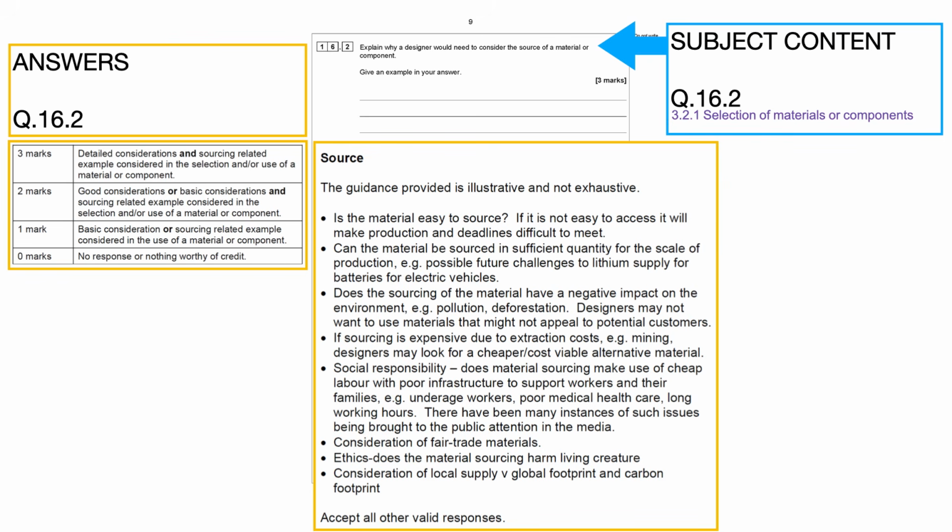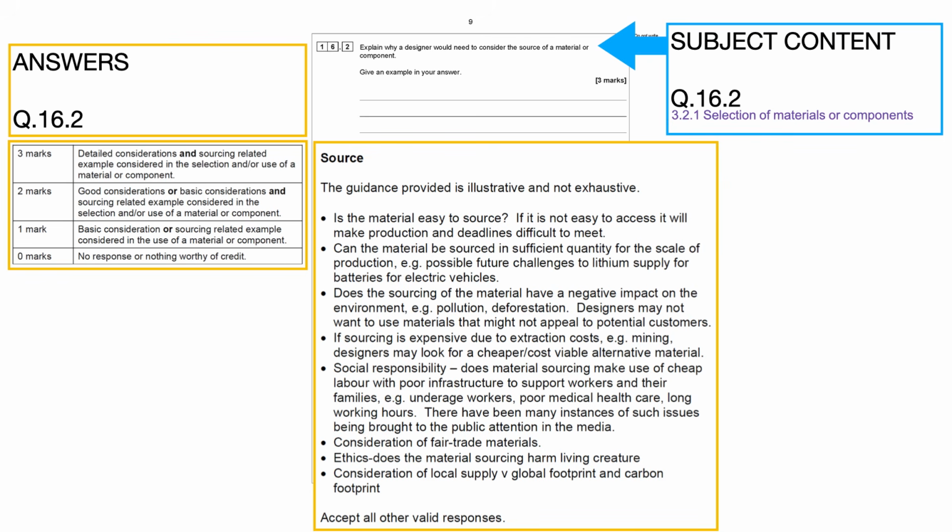So where does the material come from? Now, to get 3 marks, you need a detailed consideration and sourcing related example considered in the selection and or use of a material or component. So here are some possible answers. We are allowed to accept all other valid responses beyond these bullet points shown.